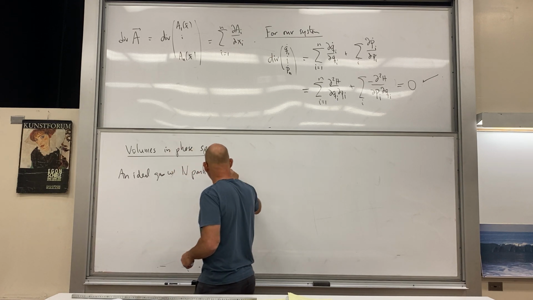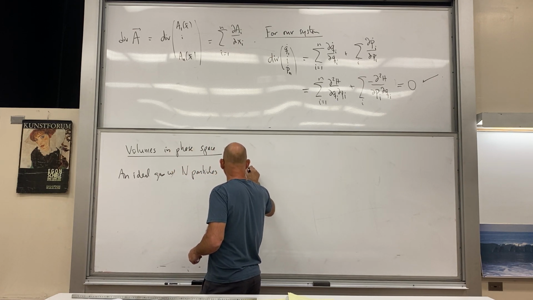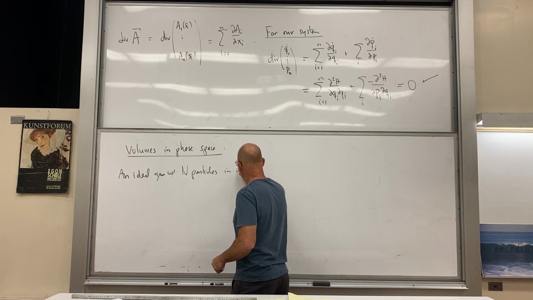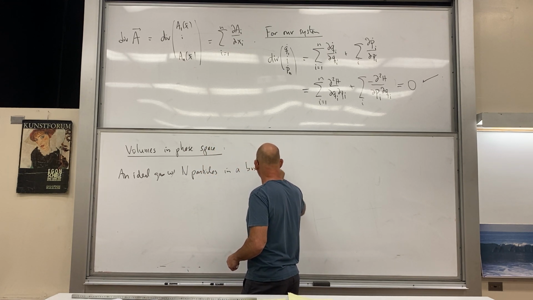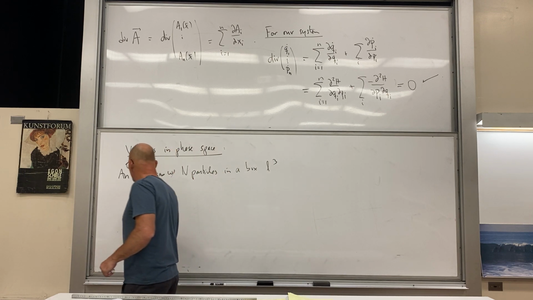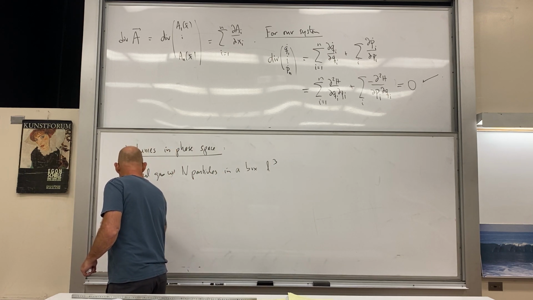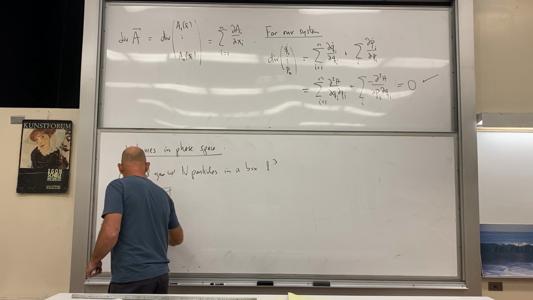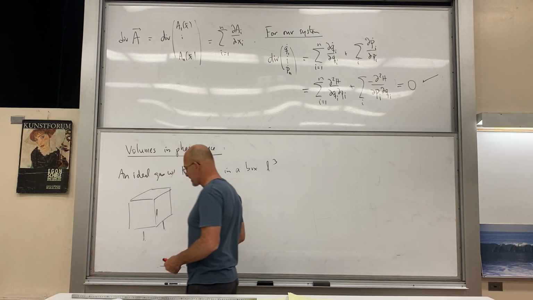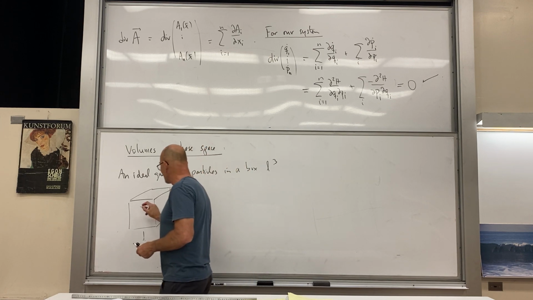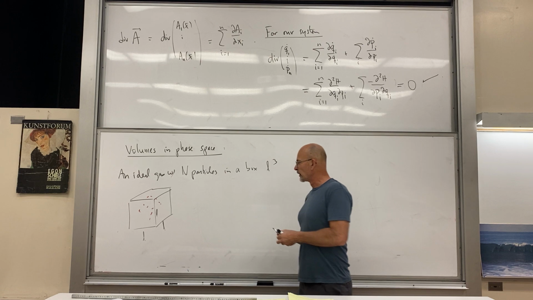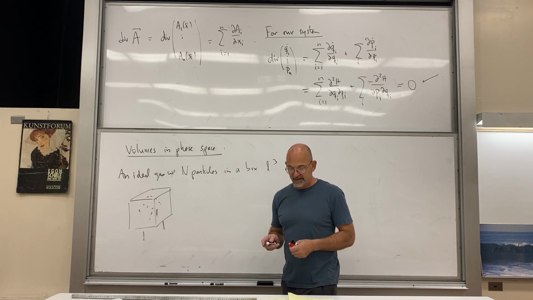N particles in a box of volume L cubed. So we have a cube of size L. It's got gas particles in it, ideal gas particles, a whole bunch of them. So what is the phase space of a system like that?